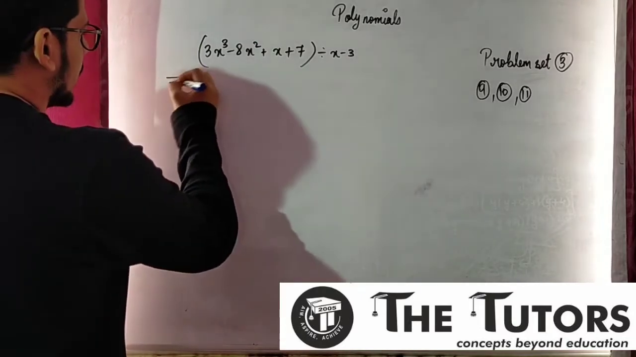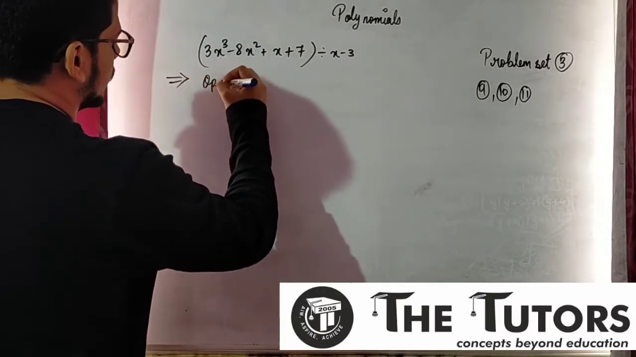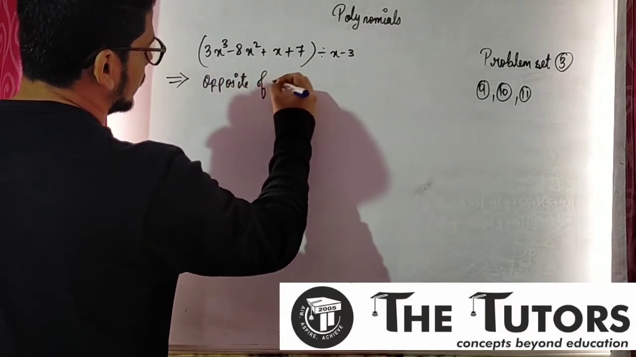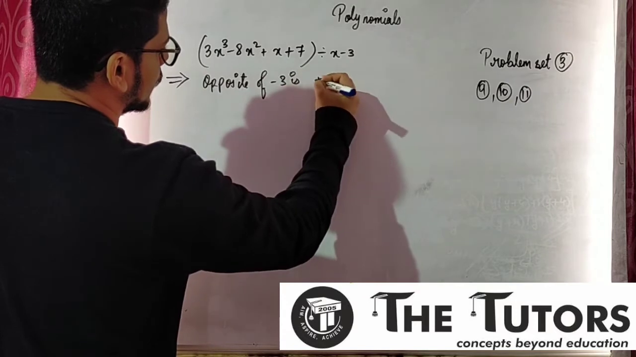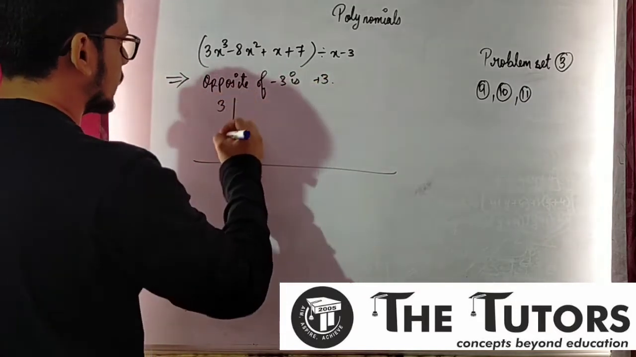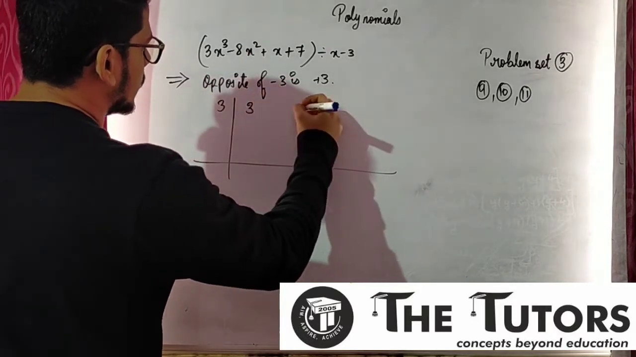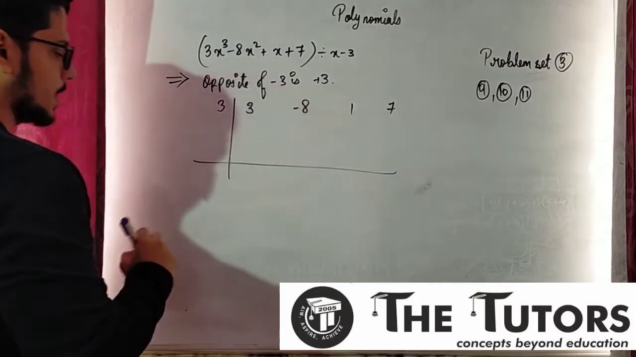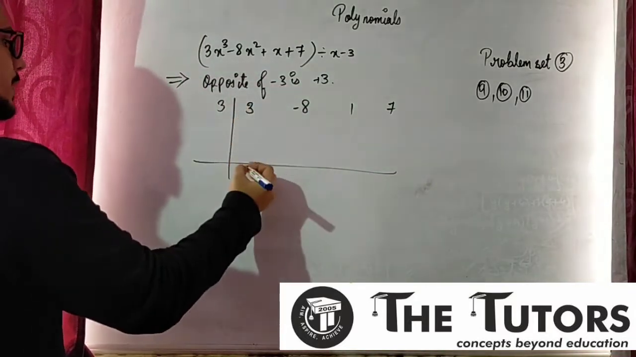First, you will write the opposite of minus 3, which is plus 3. Therefore, आप table बनाओगे फिर you will write plus 3 here. You will have coefficients 3, minus 8, 1 and 7. First box will be empty, which will be nothing to आपका answer.